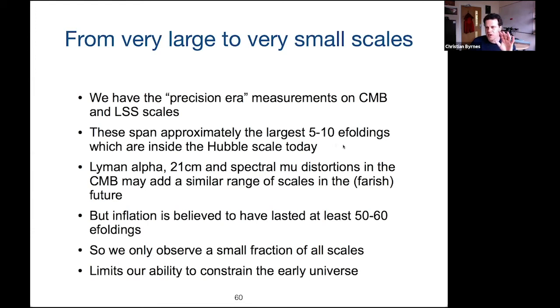Now, this probes about 2 decades or so of length scales, 2 to 3 orders of magnitude in length scales, which corresponds to about 5 to 10 e-folds of inflation. But as I told you on Monday, we expect inflation to have lasted at least 50 or 60 e-foldings. So observationally, we're only probing a small range. In the future, things like the Lyman alpha forest and 21 centimeter, the spin flip of neutral hydrogen, may add a similar range of scales, another 5 to 10 e-folds. But even then, we're still only observing a small fraction of all scales. This, of course, limits our ability to constrain the physics of the early universe, because we are only really sensitive to the amplitude of the perturbations from inflation over quite a small range of scales.